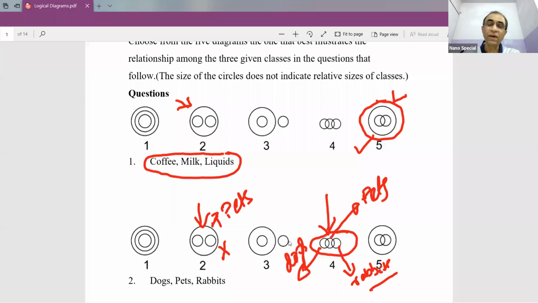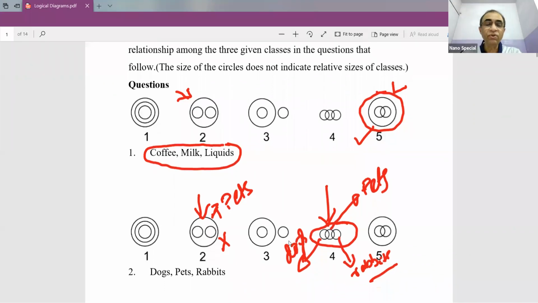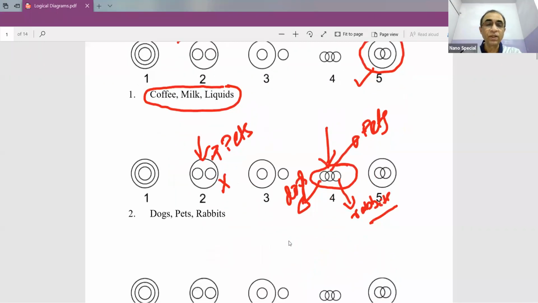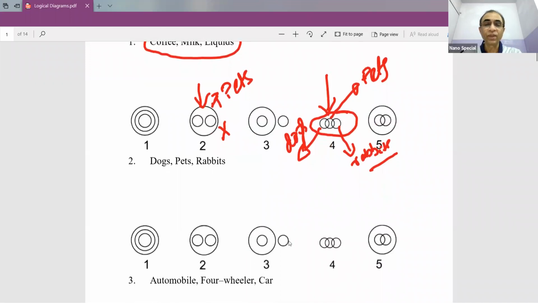All right. So rabbits and dogs. Okay. So are you with me on this? So that is how you have to answer this question. Now let us go on. Okay. Third one. Let's see. Who can answer the third one? Quickly. Let's move quickly today.